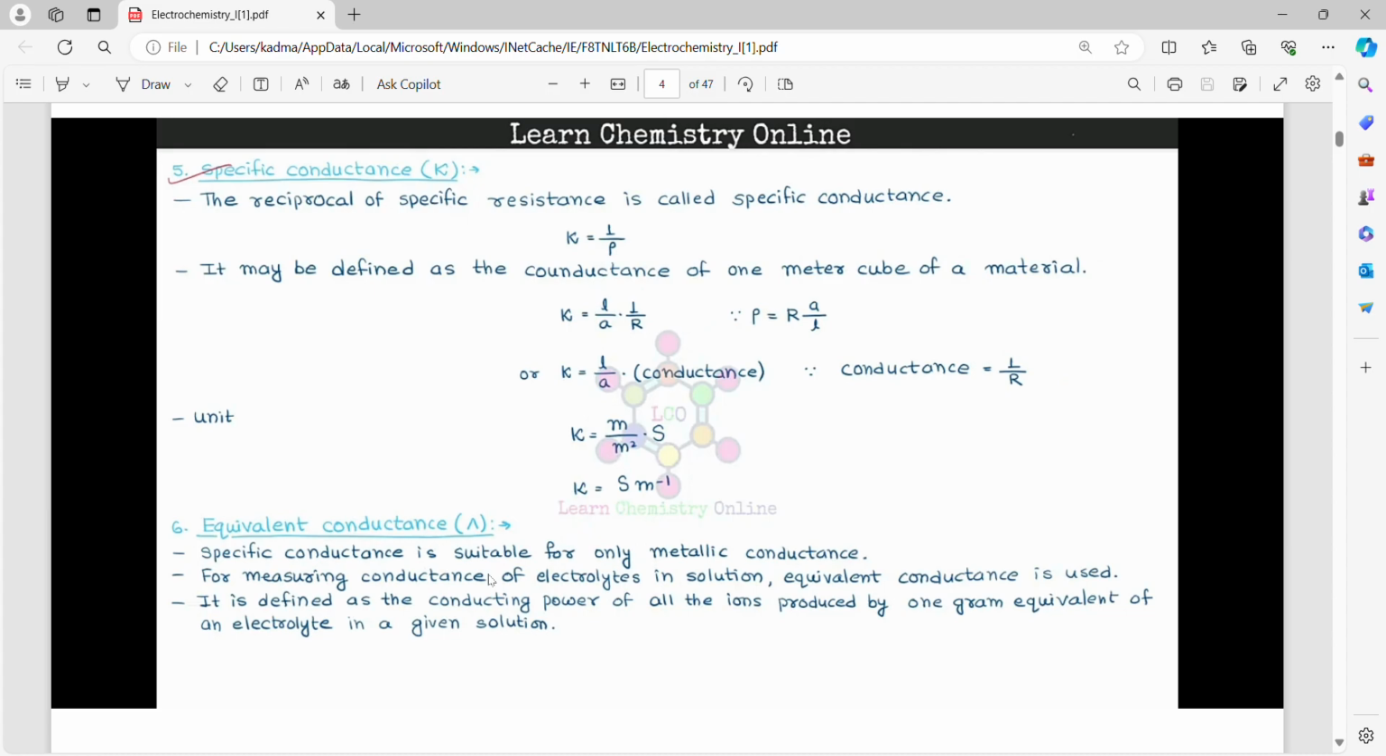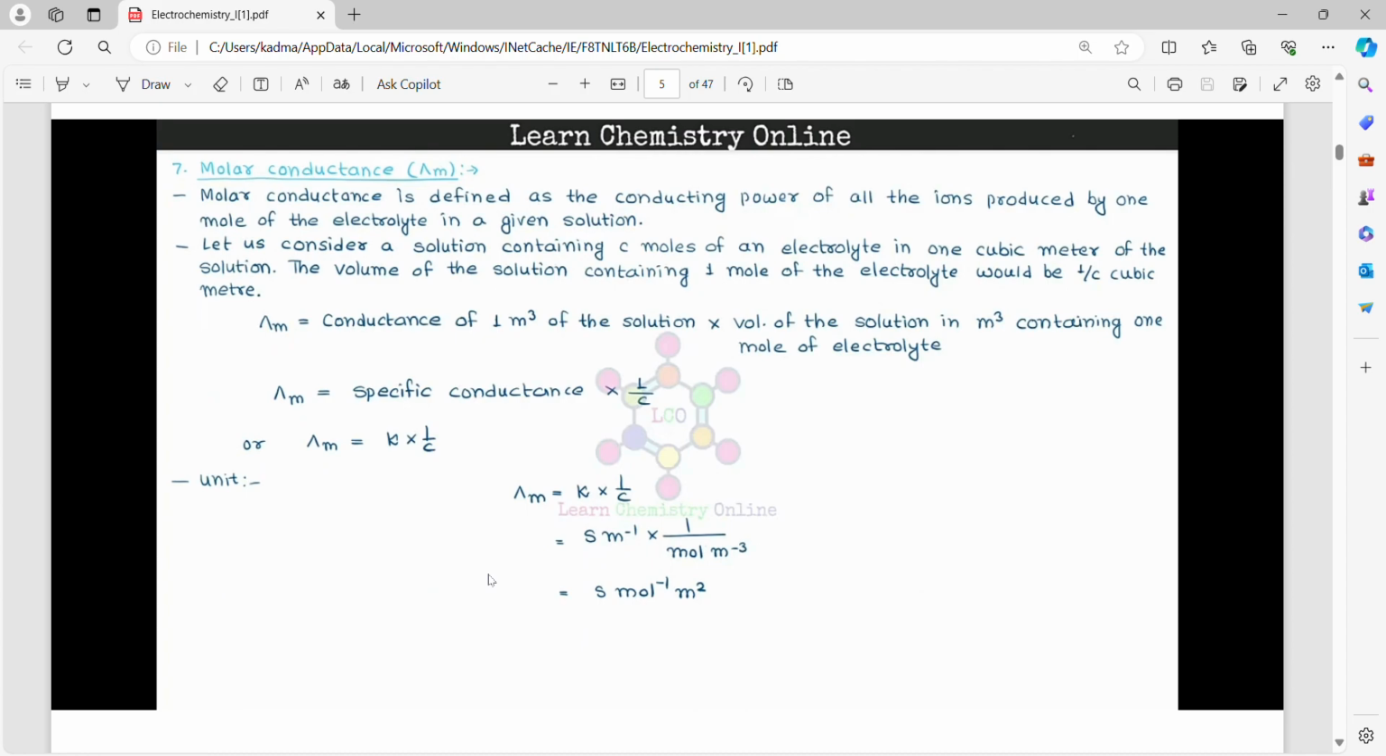Equivalent conductance: specific conductance is suitable for only metallic conductance. For measuring conductance of electrolytes in solution, equivalent conductance is used. It is defined as the conducting power of all the ions produced by 1 gram equivalent of an electrolyte in a given solution.